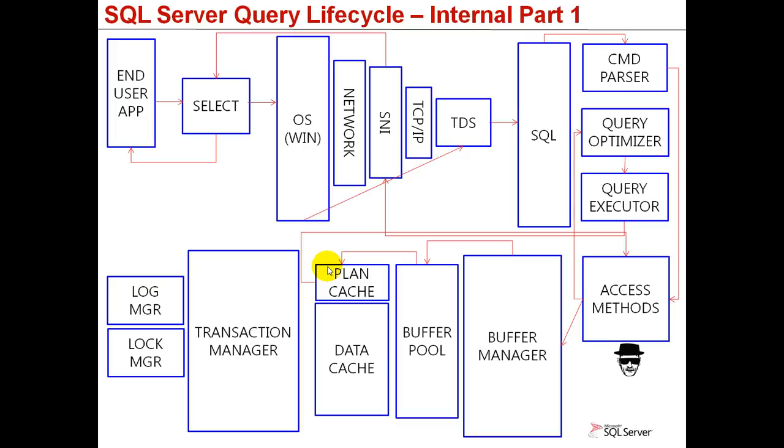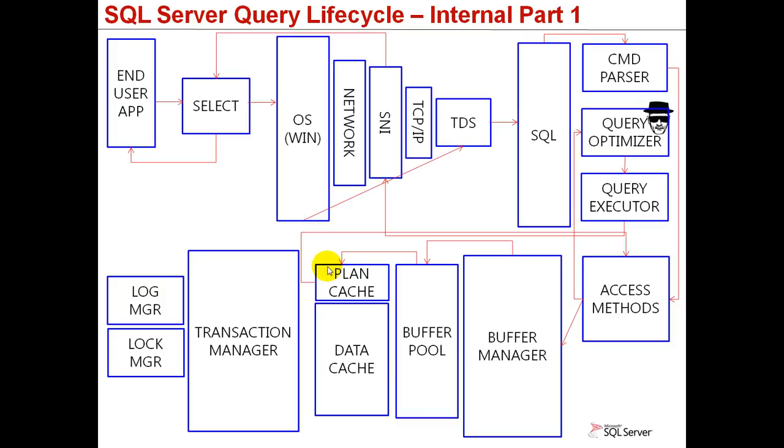The access method will check for an existing query plan, and to do this, it has to go to the memory using the buffer manager that contains the buffer pool, and finally reaches the plan cache. If it finds an existing plan, that is, if this query is known to SQL Server because it was executed before, it will send it back to the query optimizer so the plan can be used. If it doesn't exist, the query optimizer will have to generate a new one based on statistics and other factors.